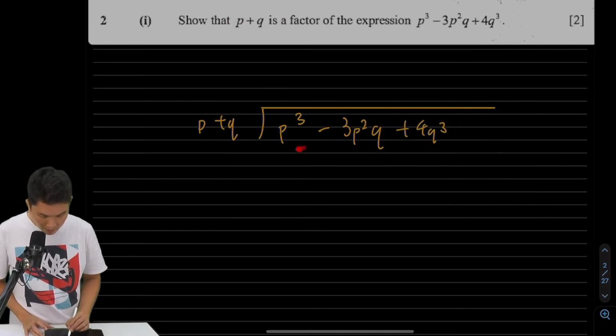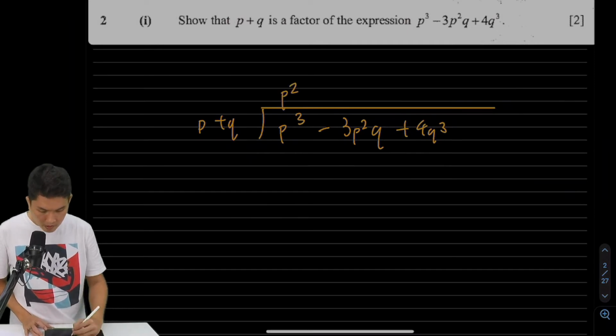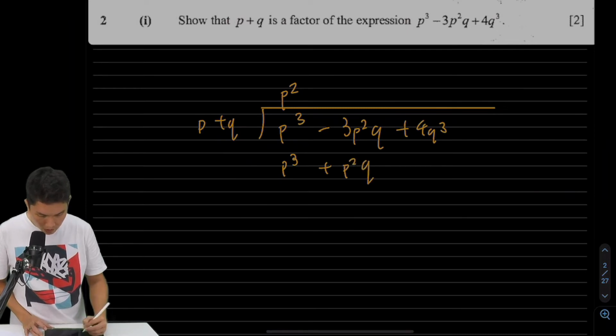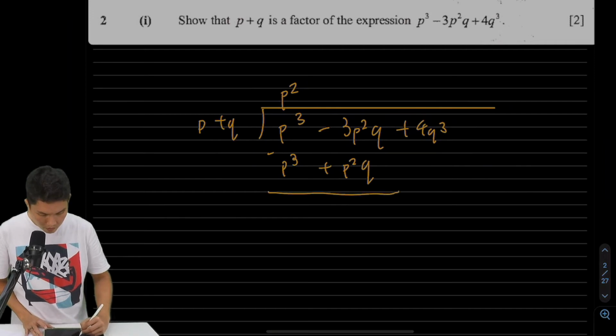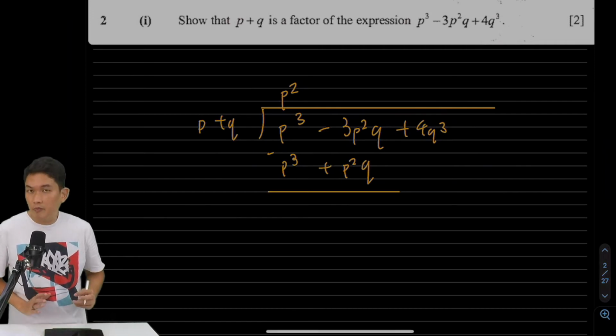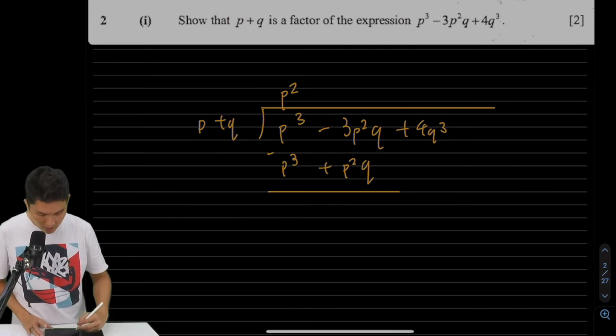So how do I get a p cubed? What do I need to multiply with p plus q to give me a p cubed? And the answer is a p squared. So I'll get p cubed plus p squared q. Don't worry too much about the p squared q; we'll resolve that eventually. But for now, I'm very happy that p cubed is gone. And this will be negative 4p squared q, and bringing down the next term, plus 4q cubed.